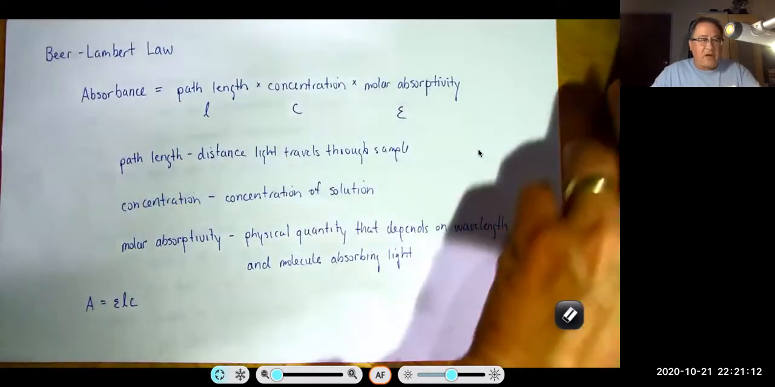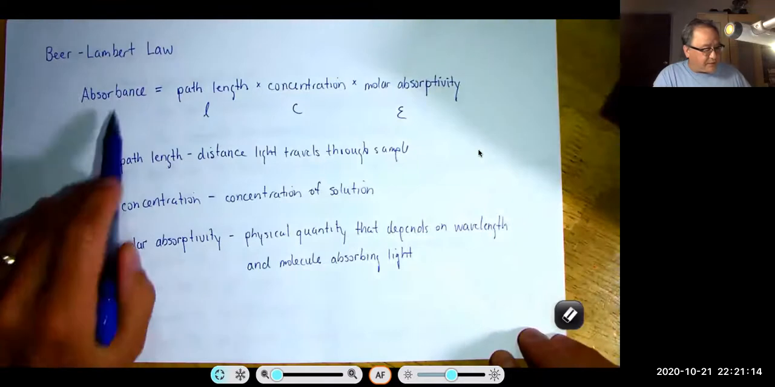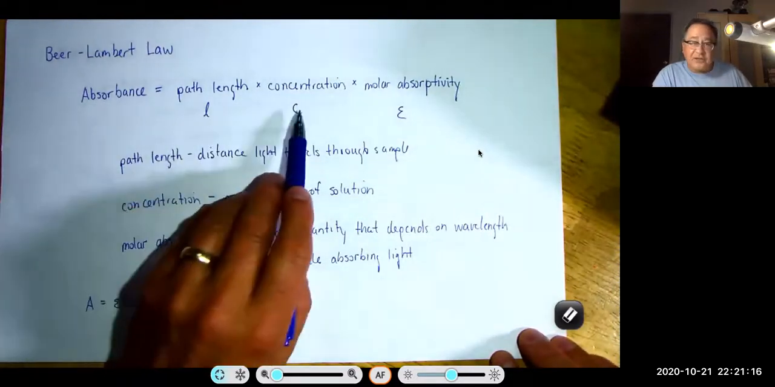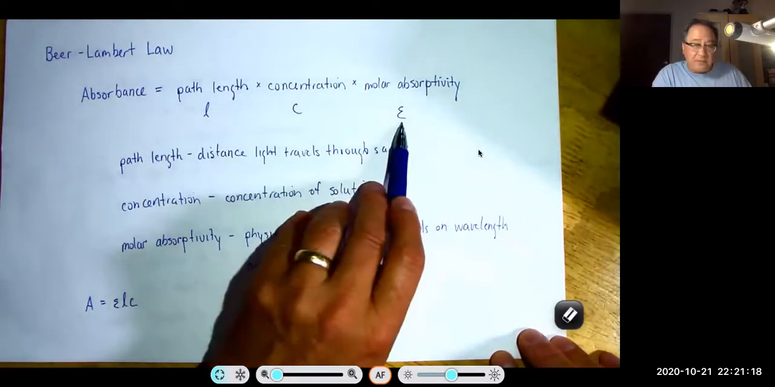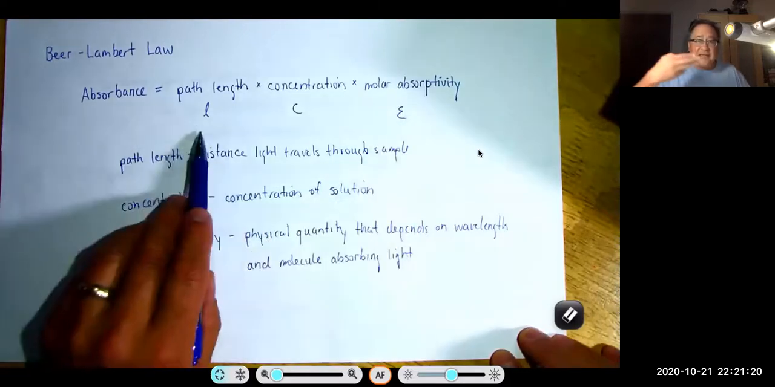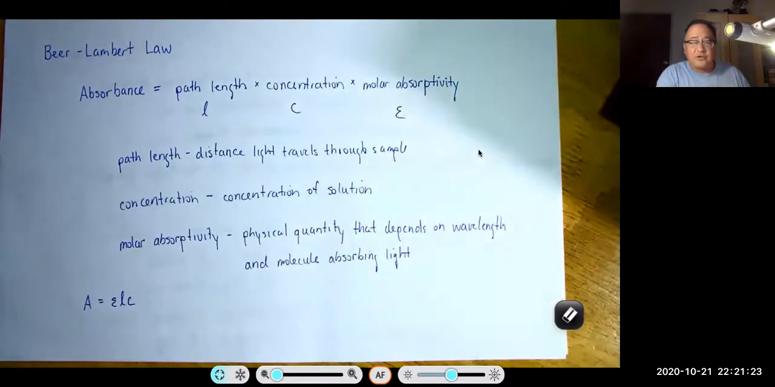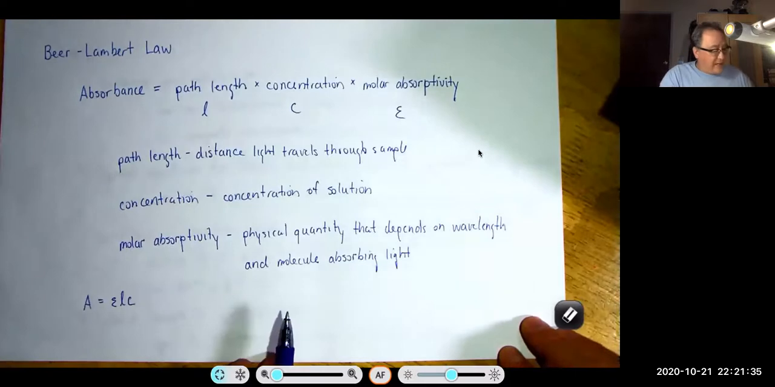So the Beer-Lambert law simply says that absorbance is equal to the path length times the concentration times the molar absorptivity. The path length is the length of solution that the light goes through. Naturally, if you double the length of solution, you will double the number of molecules you run into and double the amount of light absorbed. So absorbance is proportional to path length.